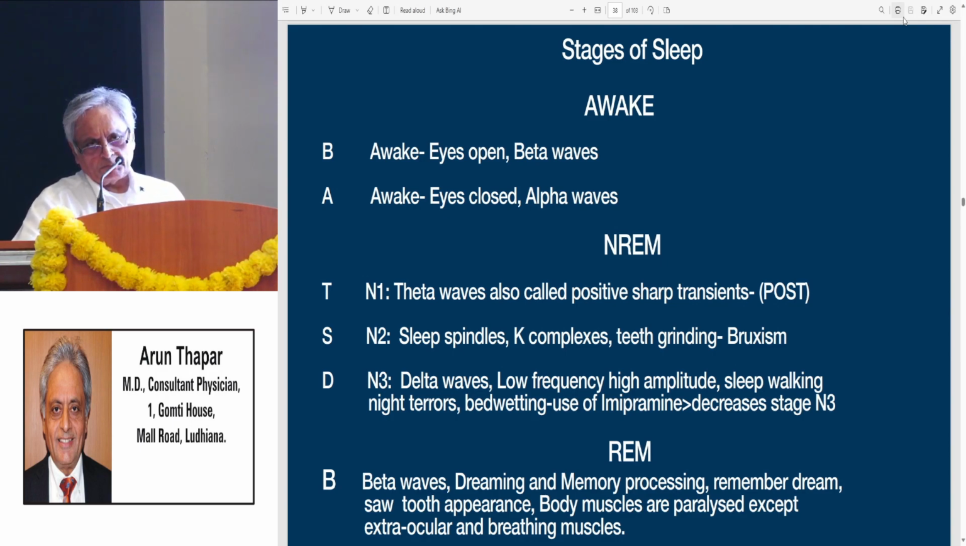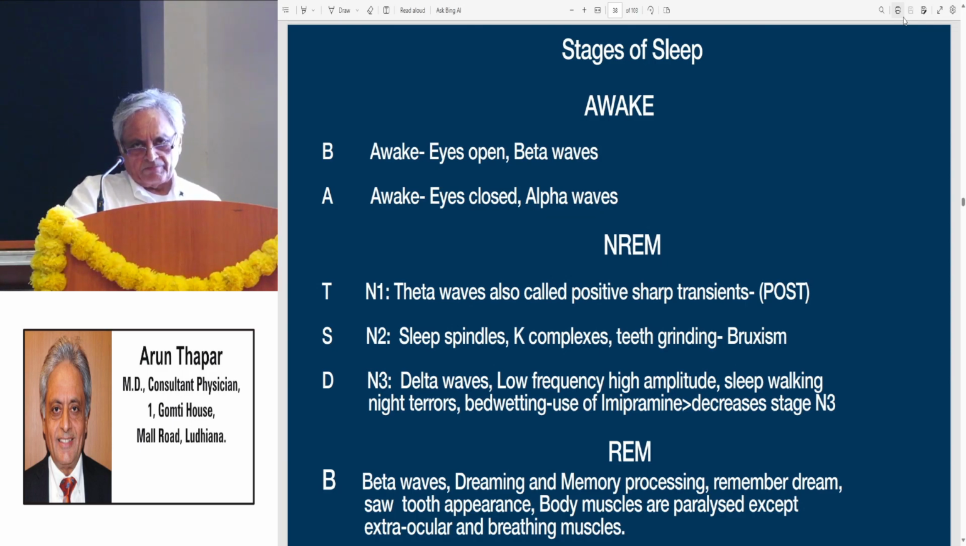Typically, these appearances are seen on a polysomnography, a test which is a full night test for 10 to 12 hours. We call the patient in the evening. He has his light dinner and sleeps till morning, and we do the recordings, which we are doing in Ludhiana also. So for REM sleep, I'll repeat again, the beta waves, the dreaming and the memory processing take place.